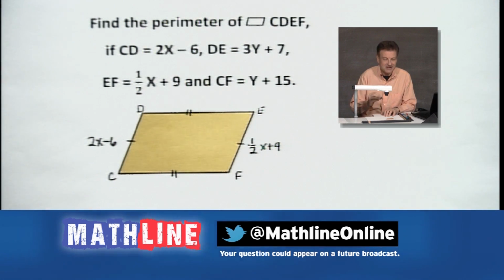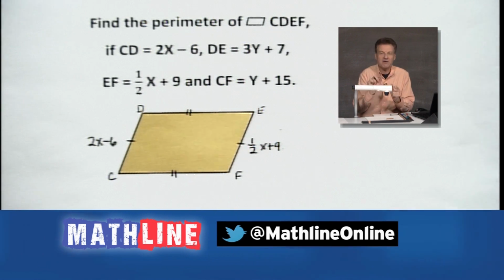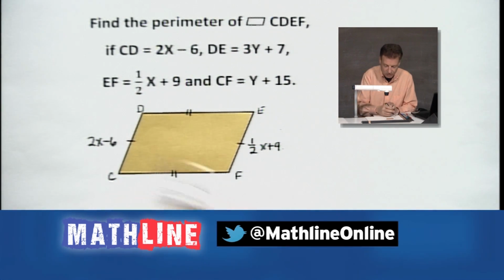I don't know, it kind of gravitates. 2x minus 6 right over here. We're going to set those equal to each other, which is nice because we only have one variable to mess with this time, between those two.